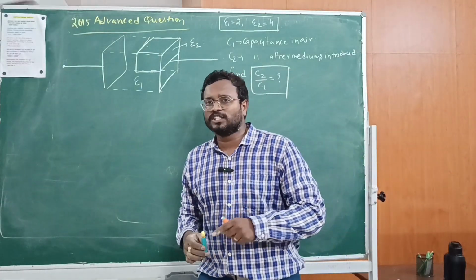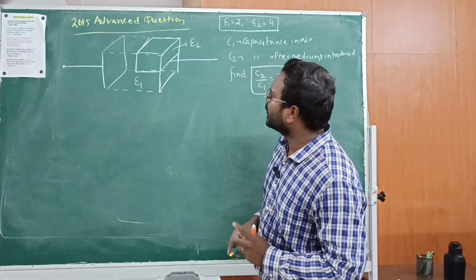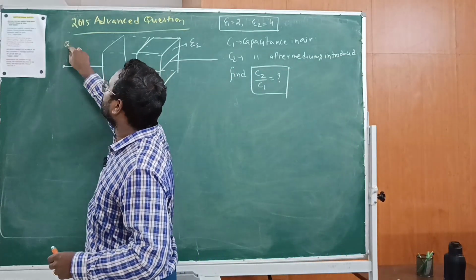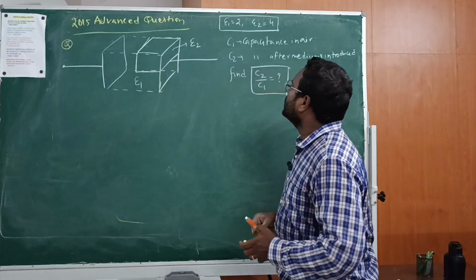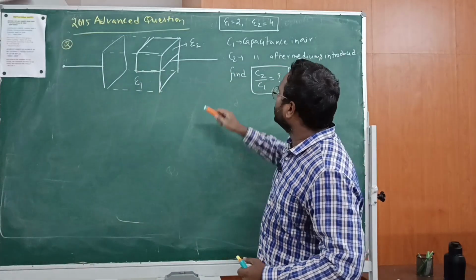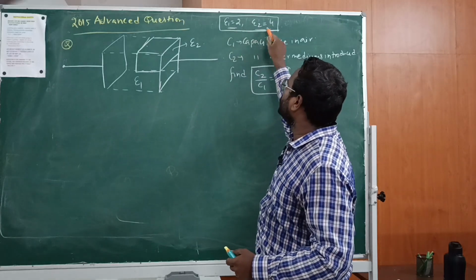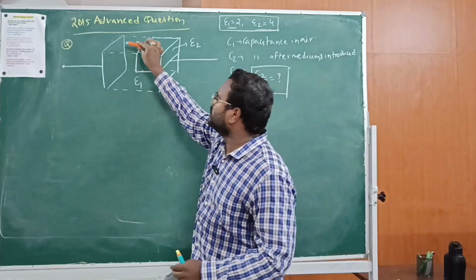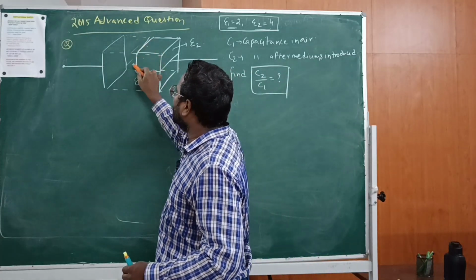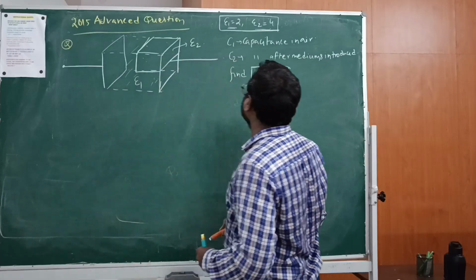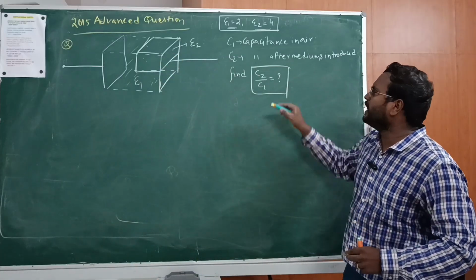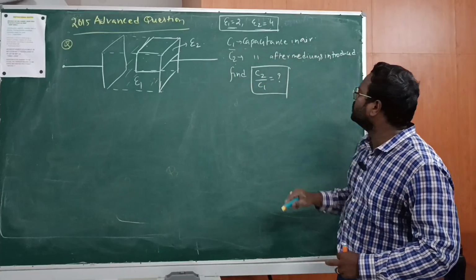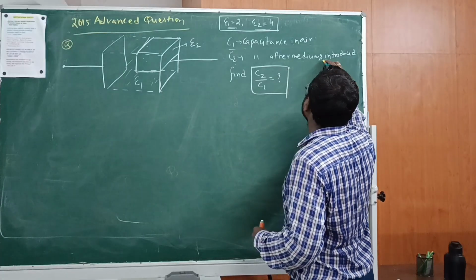This is another advanced question from 2015, again based on parallel plate capacitor, where medium is introduced. In this question they had given this is how the arrangement is done. So dielectric constant E1 is given as 2, E2 is given as 4. C1 is capacitance when these two mediums are not introduced. This entire portion has E1, only this portion is covered with E2. We need to find the ratio of C2 by C1, where C1 is capacitance in air, C2 is capacitance after the mediums are introduced.